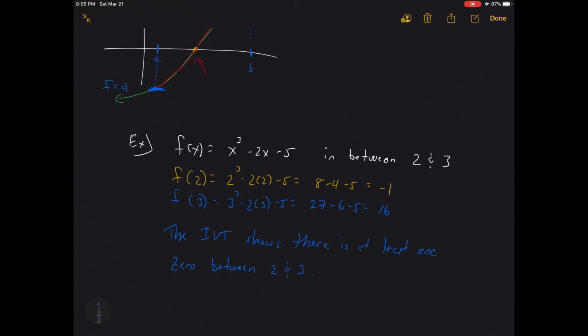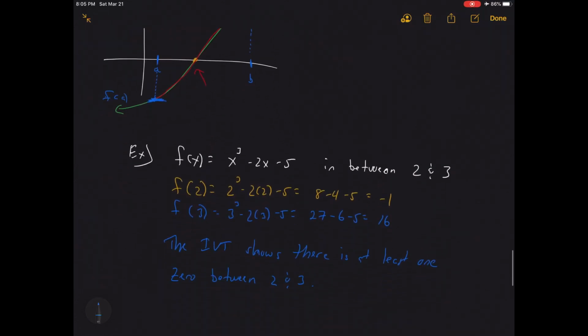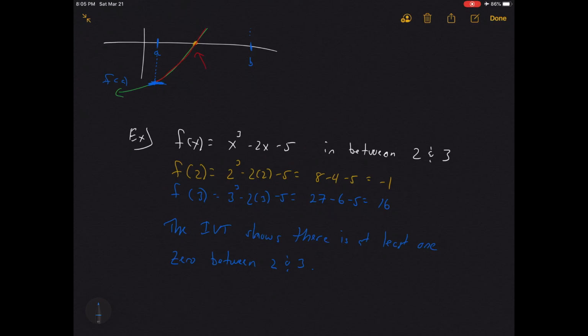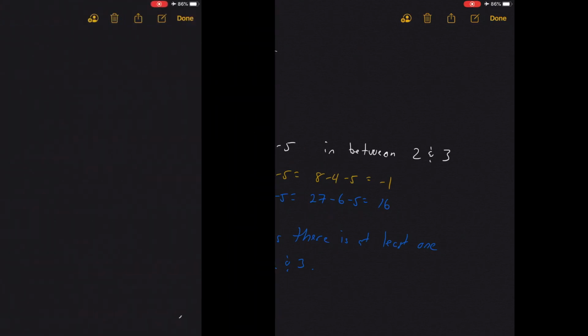Didn't ask us to find the 0, just wanted us to show that at least one exists. Okay, and again, that's going to be important for much higher level math, but that's what the intermediate value theorem states. Very easy to do. Hopefully you will not find that difficult to actually show when it comes time for the problems.